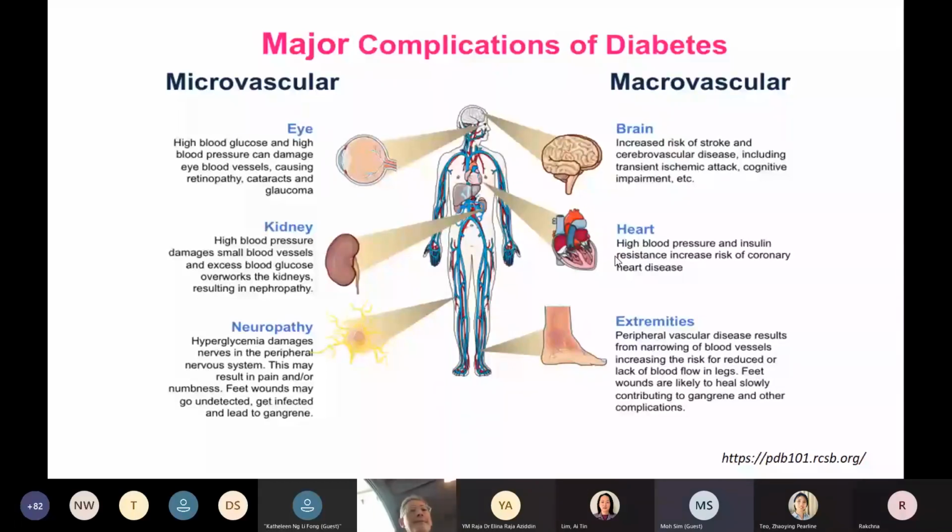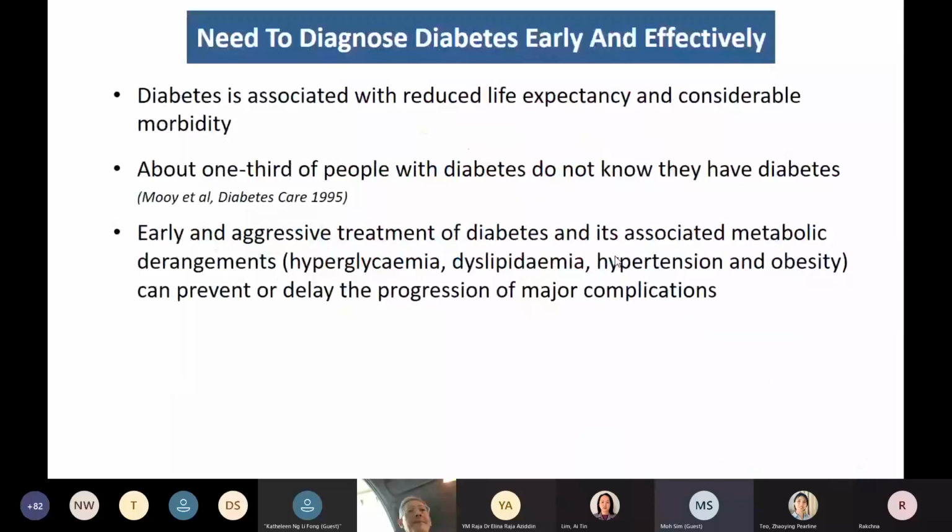Macrovascular complications include cerebrovascular disease, such as transient ischemic attacks and strokes, coronary heart disease, and peripheral vascular disease, and even gangrenous states. Hence, there's really a need to diagnose diabetes early and effectively for three main reasons. The first is diabetes is associated with reduced life expectancy and considerable morbidity. About 1/3 of people with diabetes do not even know they actually have diabetes. Thirdly, early and aggressive treatment of diabetes and its associated metabolic derangements can actually prevent or delay the progression of major complications and therefore significant morbidity and mortality.